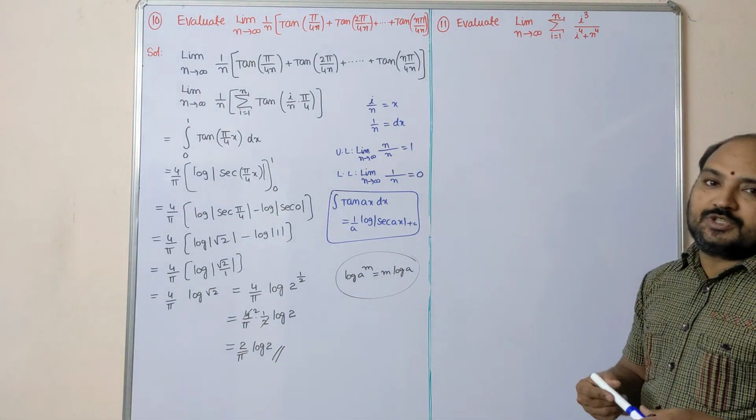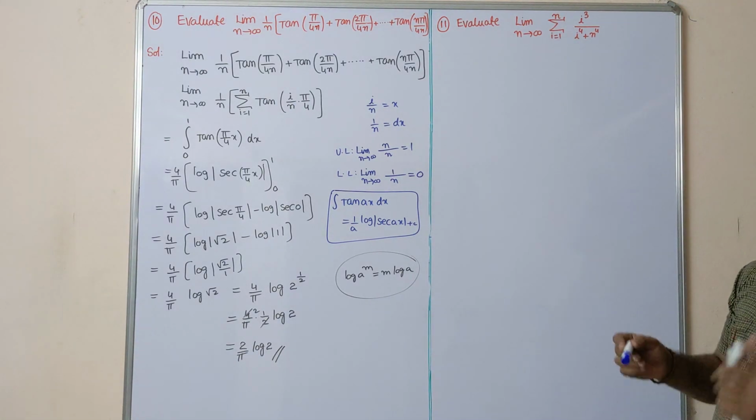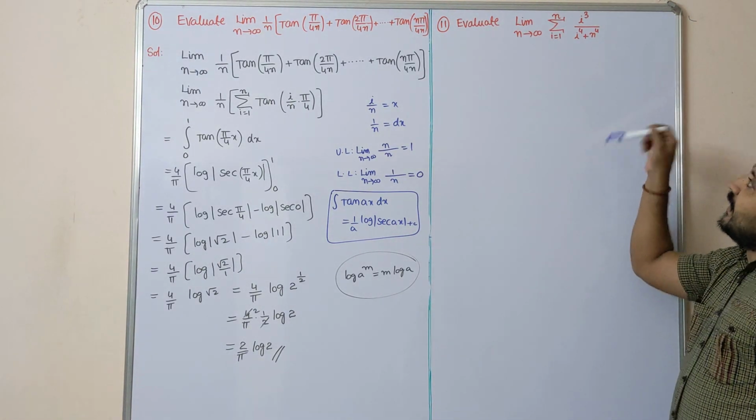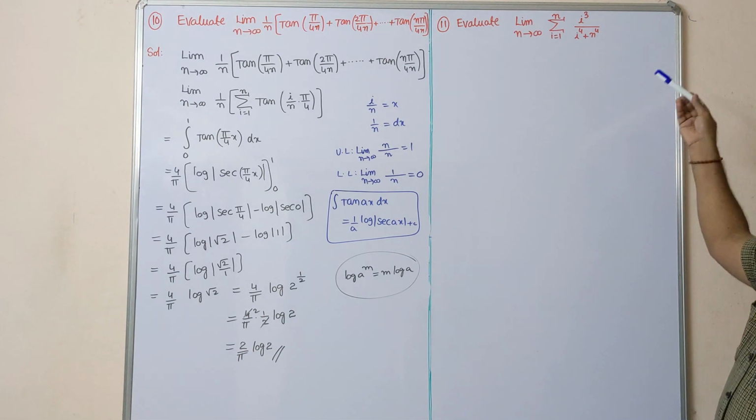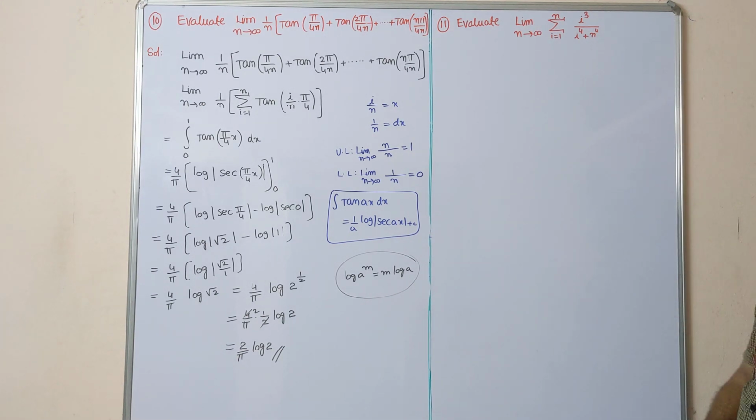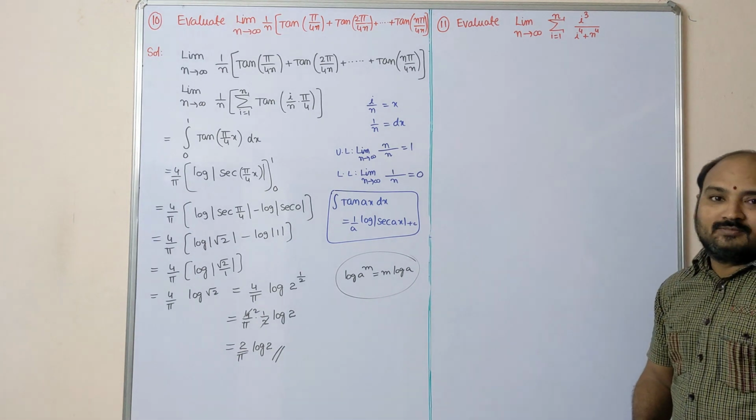Now come to the next question here. Limit n tends to infinity, sigma i equal to 1 to n, i power 3 by i power 4 plus n power 4.